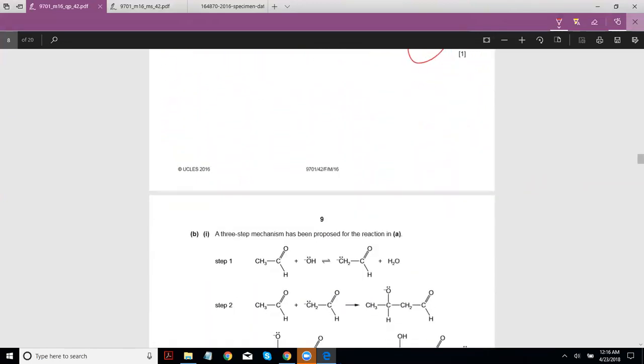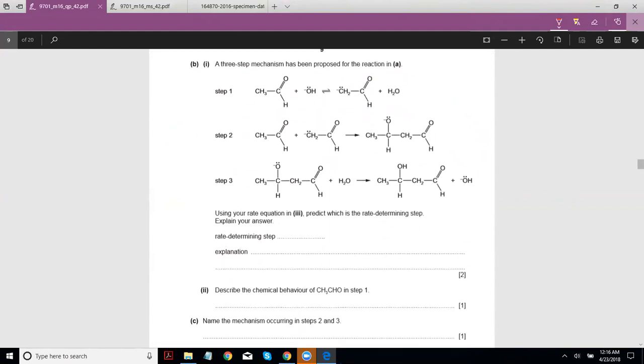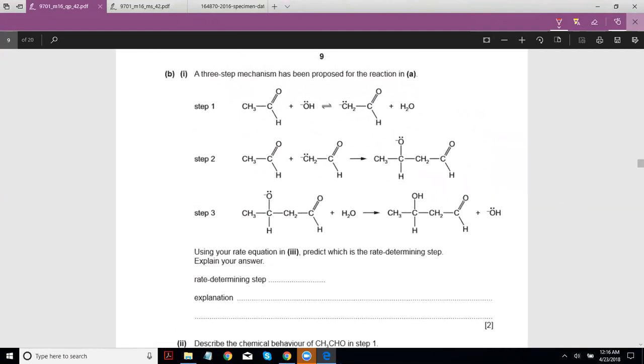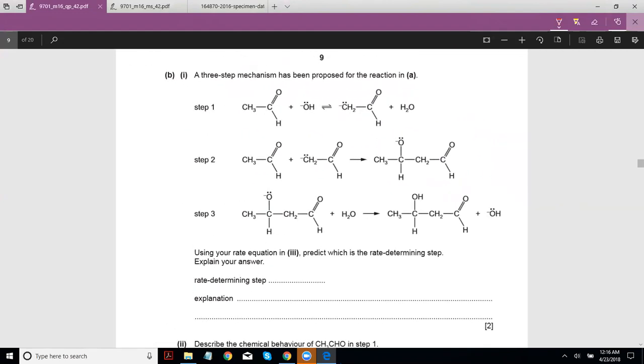A 3-step mechanism has been proposed for the reaction in A. It's a somewhat long question, but okay. So you have the mechanism. Using your rate equation in 3, predict which is the rate determining step, explain your answer, and remember the rate depends on both the OH and the aldehyde.